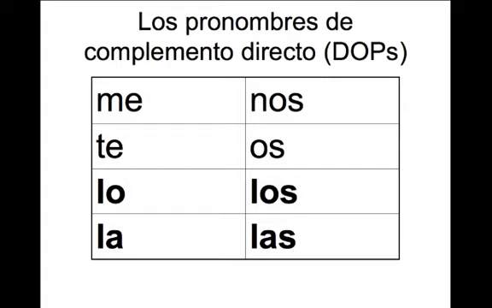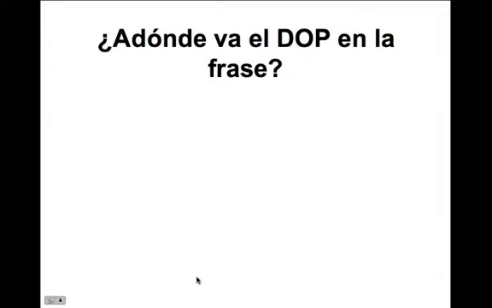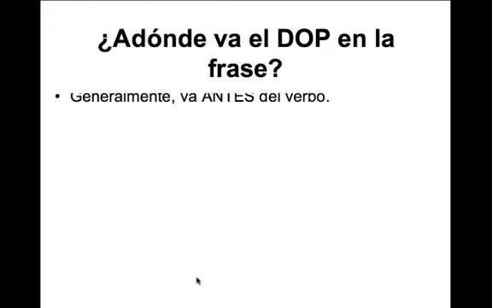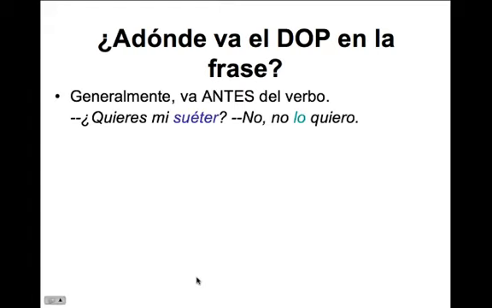The direct object pronouns are me, te, lo, la, nos, os, los, las. But in this screencast, we're only going to focus on lo, la, los, las. So, ¿a dónde va el DOP en la frase? Where does it go in the sentence? Generalmente va antes del verbo. It usually goes before the verb.